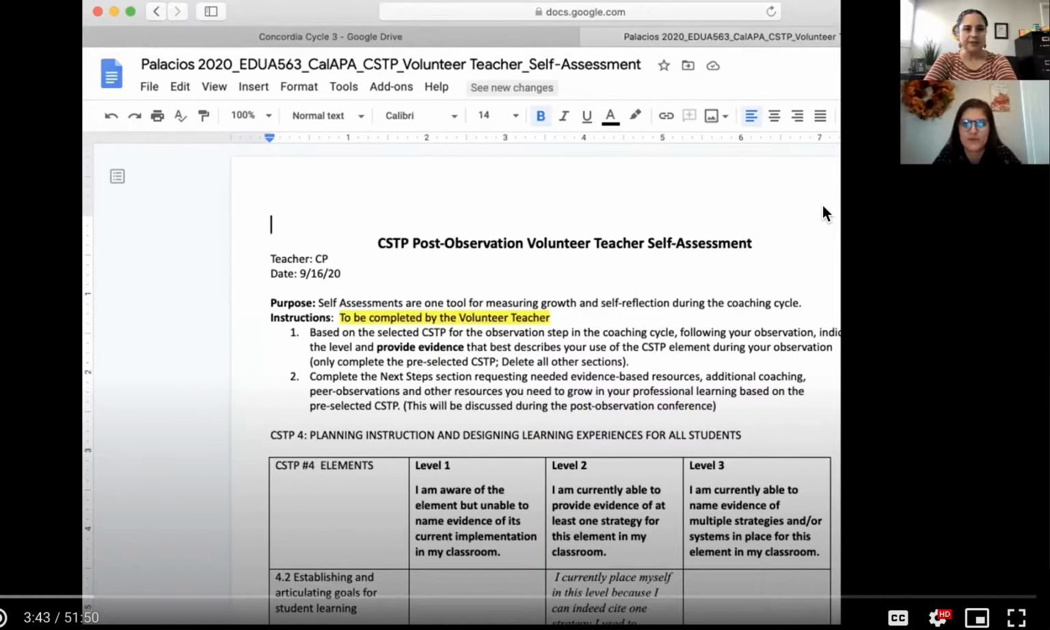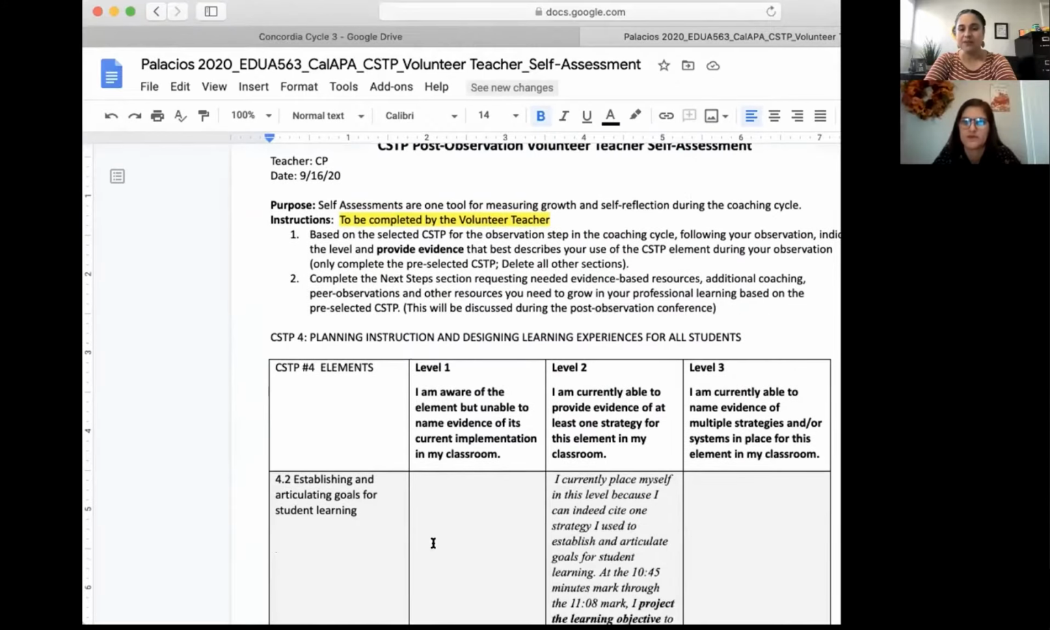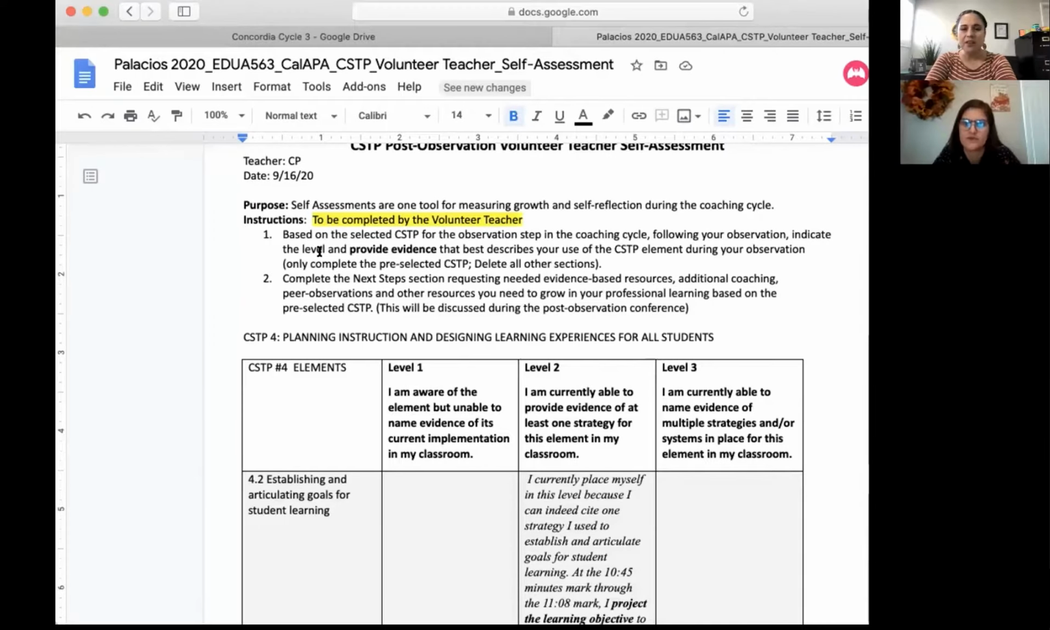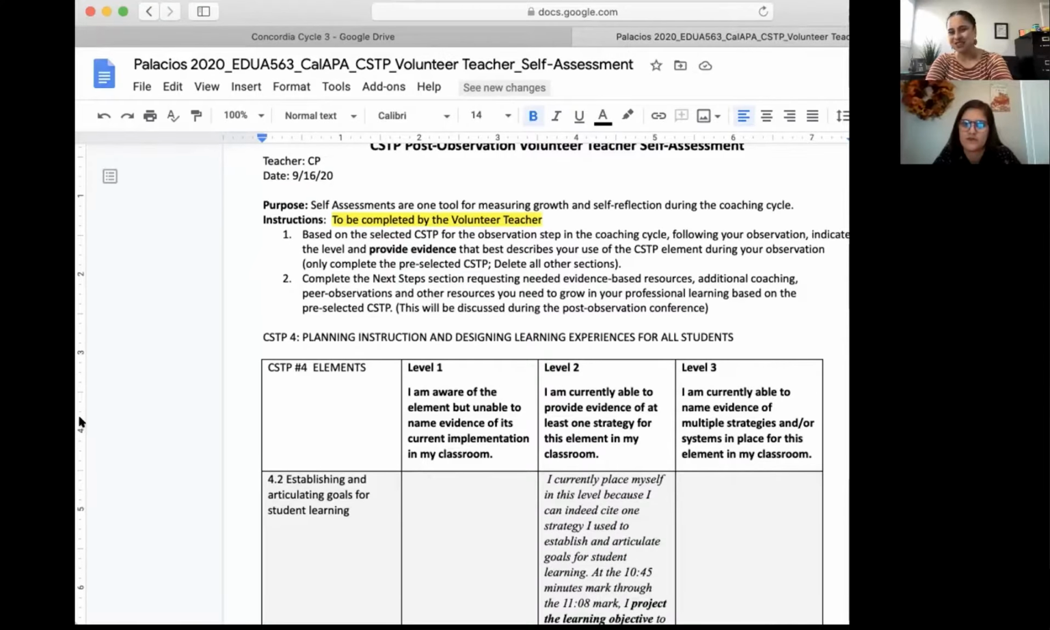During our pre-conference, together we identified CSTP 4.2, which was establishing and articulating goals for student learning. And I'd like to highlight one of the things you mentioned during that pre-observation conversation. Although you understood and felt comfortable with sharing the goals with your students, one of the data points you wanted me to look at was whether the students were able to go on that journey with you and work towards being autonomous and independent learners, and to track that, right?